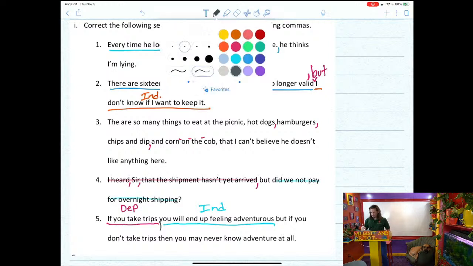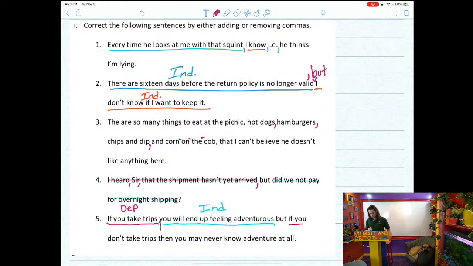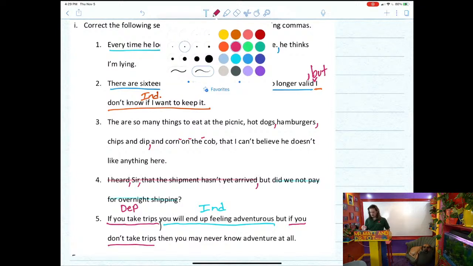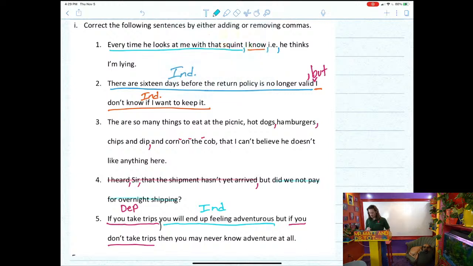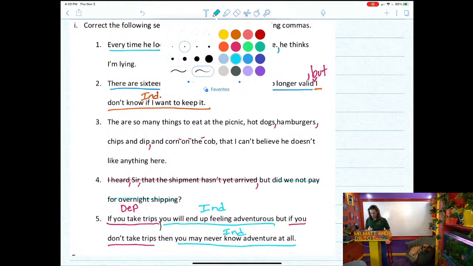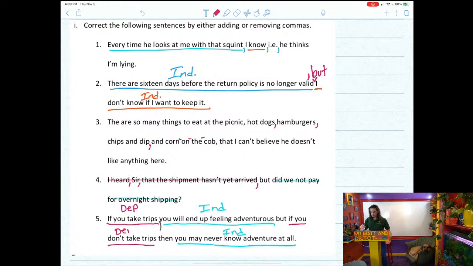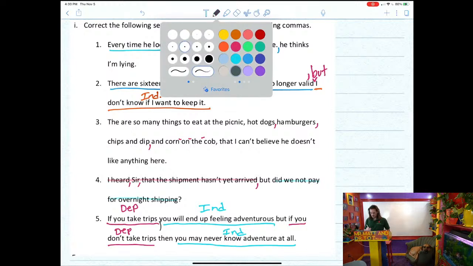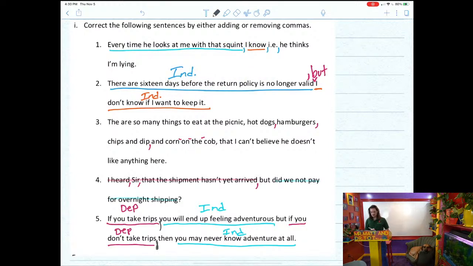Then notice we have a dependent clause. If you don't take trips, and then we have an independent clause, you may never know adventure at all. So again, between a dependent and an independent clause, we need a comma.